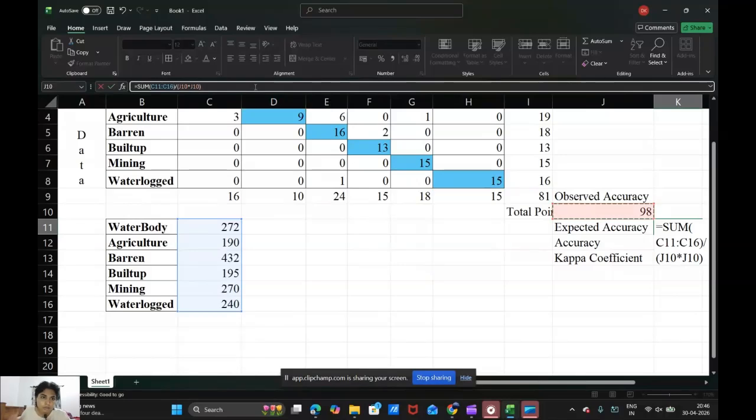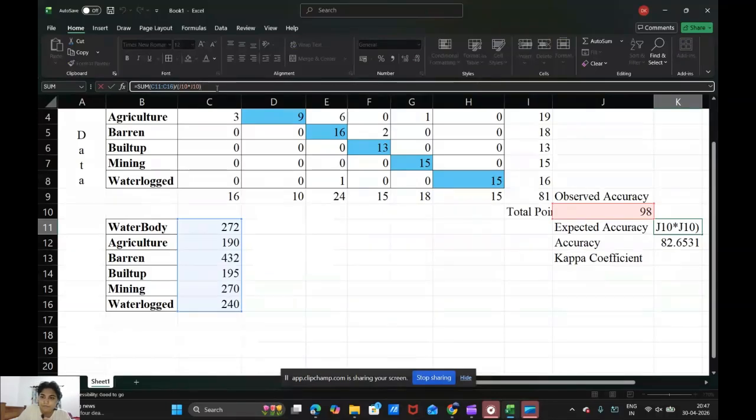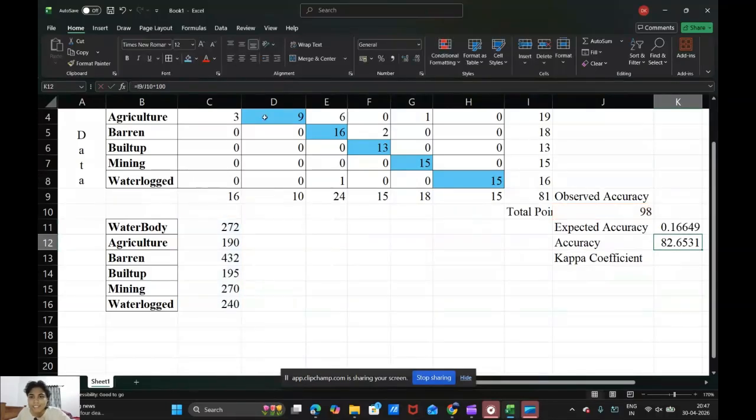So this is my expected accuracy. What is that expected accuracy? It is 16%. I also have to multiply it by 100, if that is what I want. So this is the expected accuracy. Besides this, I also have the observed accuracy, which is 81. Just give me a second.